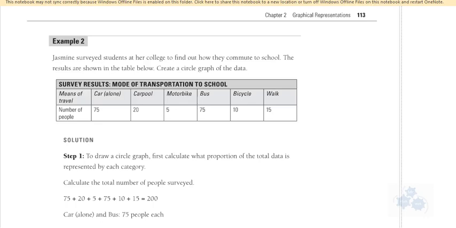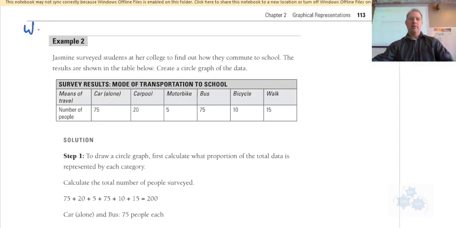All right, workplace and apprenticeship 20. Oh, look at that. We even kind of got a head start on class there. Even before the bell rang, we did attendance. Nice.